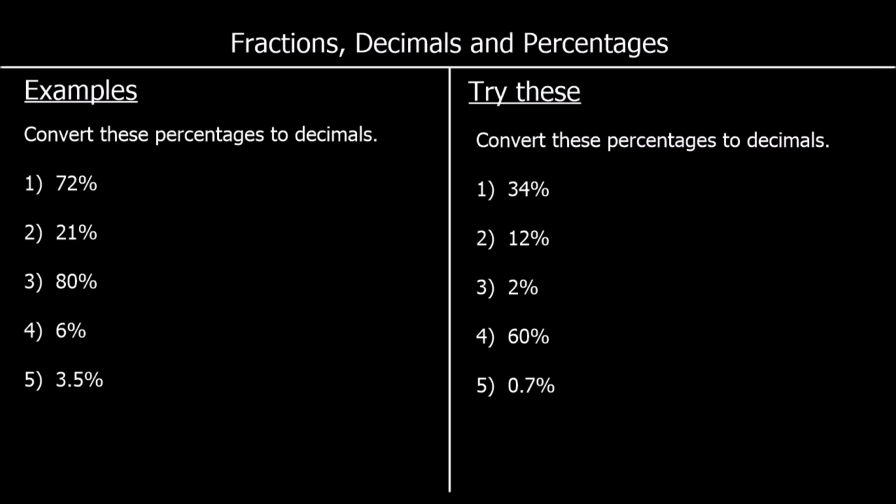To convert from a percentage to a decimal, we're going to do the opposite. So we are going to divide by 100. So 72% divided by 100. Divide by 10 once, be 7.2. Divide by 10 twice, 0.72.